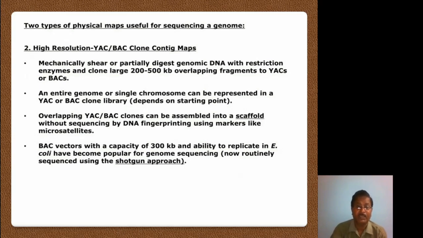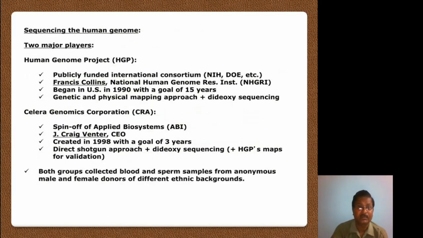Then overlapping YAC or BAC clones can be assembled into a scaffold without sequencing, by DNA fingerprinting using markers like microsatellites. BAC vectors, with a capacity of 300 kb and the ability to replicate in the bacterium Escherichia coli, have become popular for genome sequencing. Now they are routinely sequenced using the shotgun method.